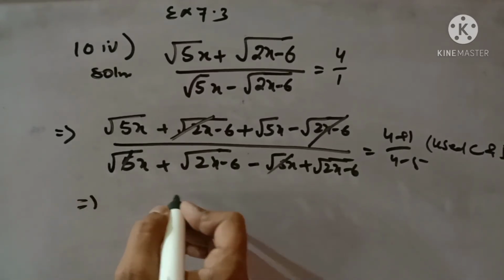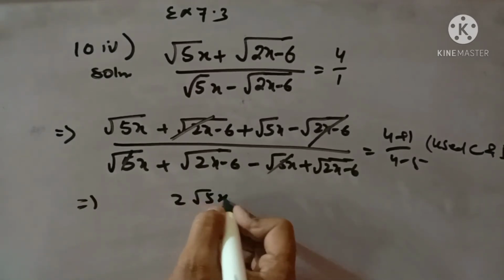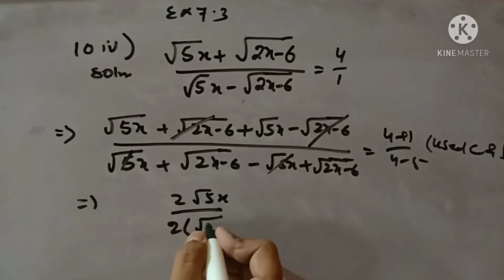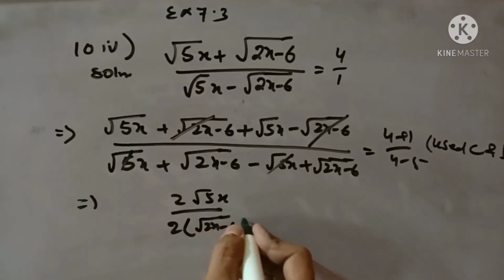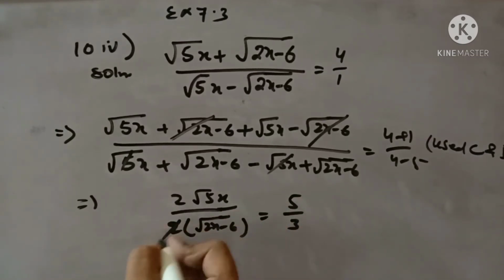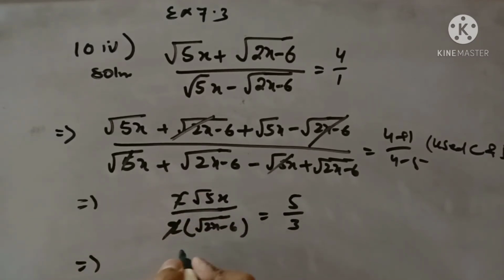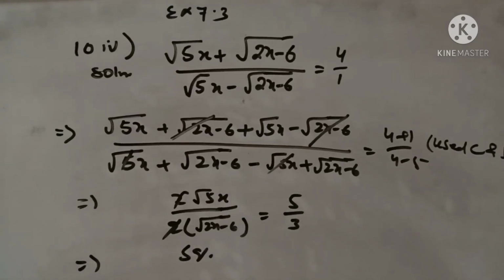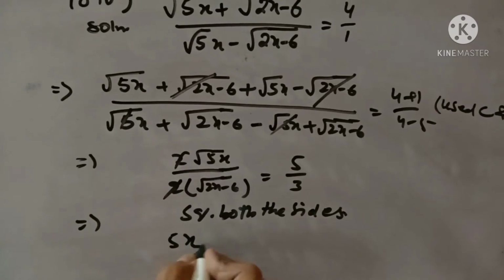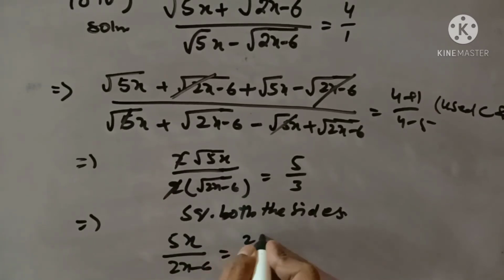So it will come 2 root 5x by 2 under root 2x minus 6 is equal to 5 by 3. 2 cancel. Now squaring both the sides. After squaring both the sides, we will get 5x by 2x minus 6 equal to 25 by 9. This implies that I can write what?